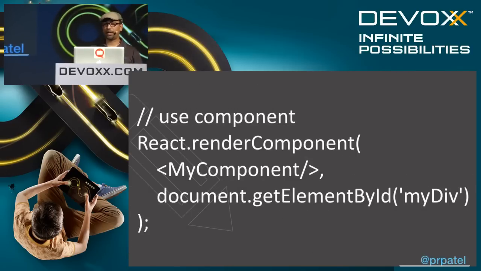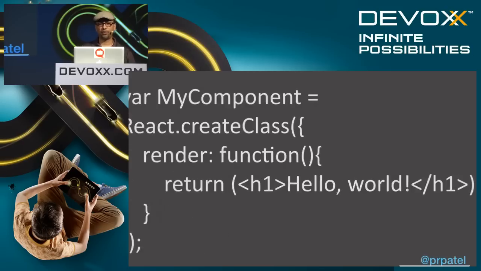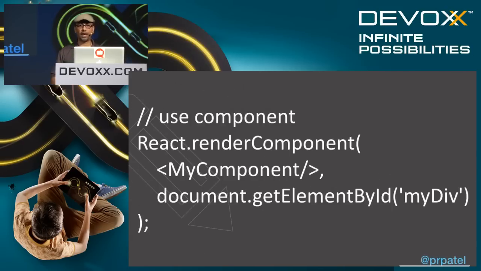If we look at the previous slide, we had React.createClass. We called this class myComponent, and when you want to use this class and actually render it into the view, you do React.renderComponent as you saw before, and you pass in the component. You can see we're using the HTML-like JSX syntax here where we say myComponent. And this is where we want to mount it into the DOM.